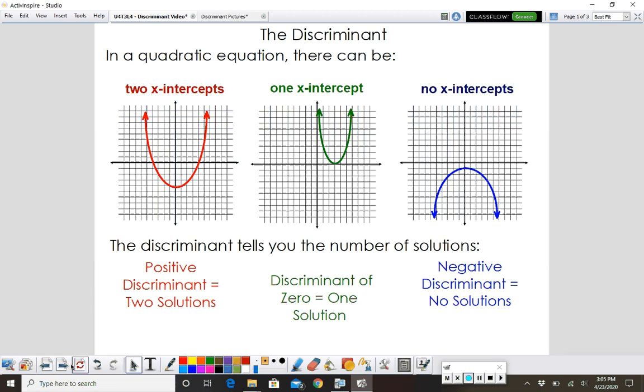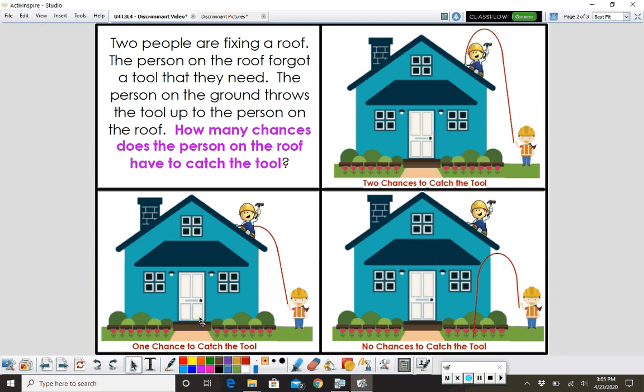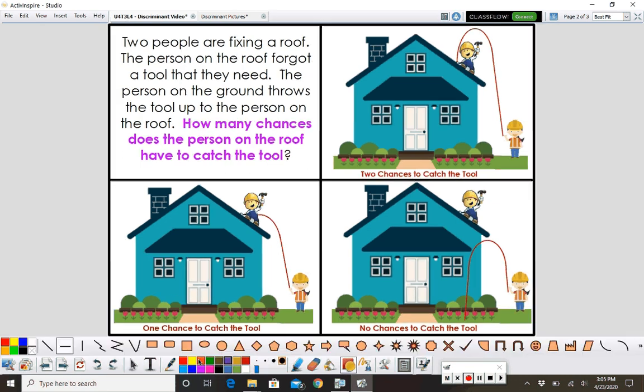So how is this meaningful in real life? Here's a silly situation that can be used to illustrate when we might be curious about our discriminant values. You have two people fixing a roof. The person on the roof forgot a tool that they need, and the person on the ground throws the tool up to the person on the roof. Now, remember, you're not going to be throwing tools around. That's a very bad situation, but it's just a way for us to show what our discriminant could show us. So the question is, how many chances does the person on the roof have to catch the tool?